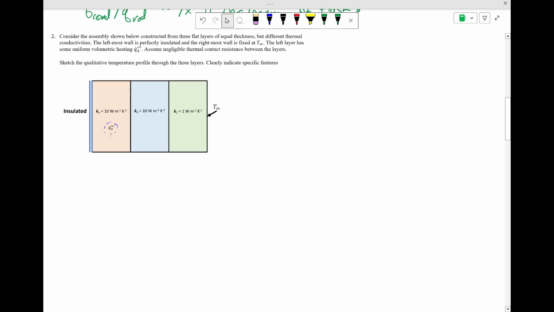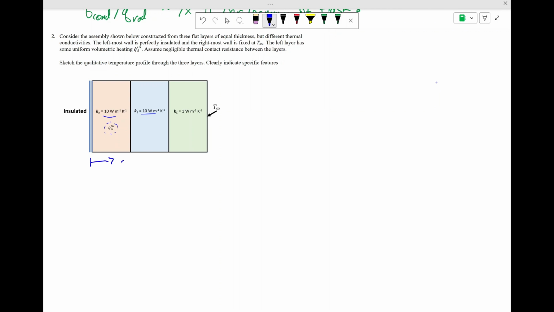Second conceptual question. So we've got this 3-layer assembly. So we've got 3 slabs. They're all of the same thickness, but they have different thermal conductivities. A and B are both the same, but KC, the 3rd layer, is a lot less thermally conductive. So our left wall is insulated. Our right wall is at a specified temperature, and there's a positive volumetric heat source within the leftmost wall. So what we want to do now is sketch the temperature profile through these layers and make sure to identify the important features in that profile.